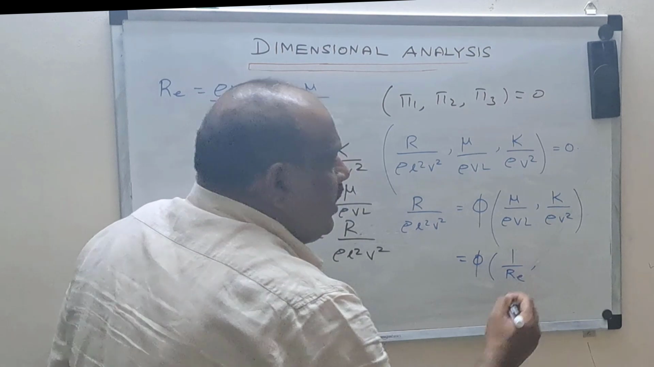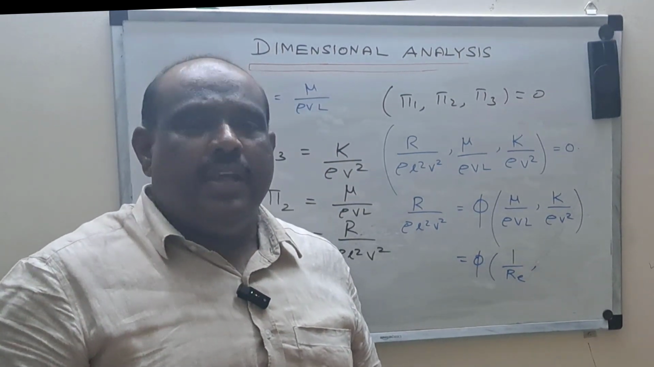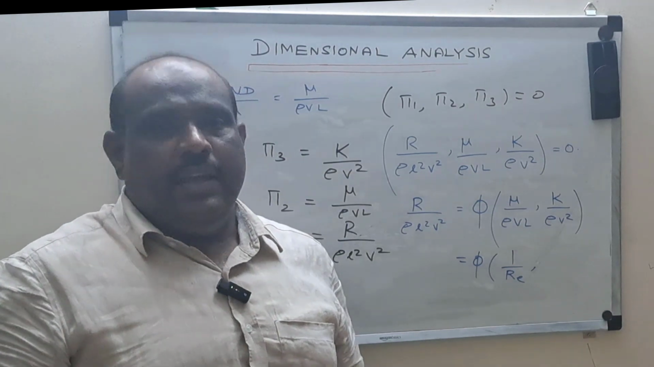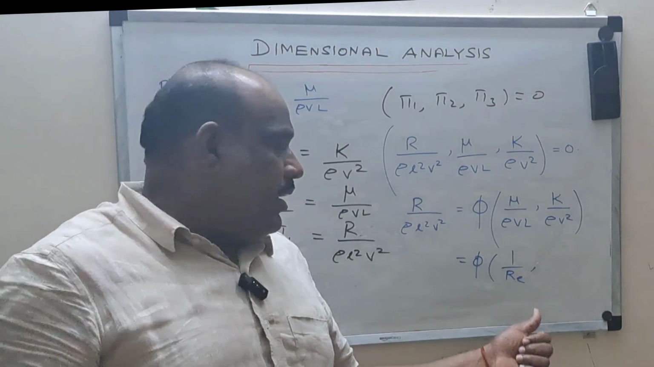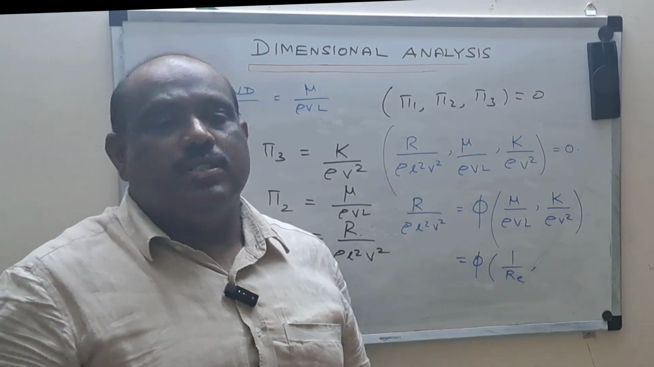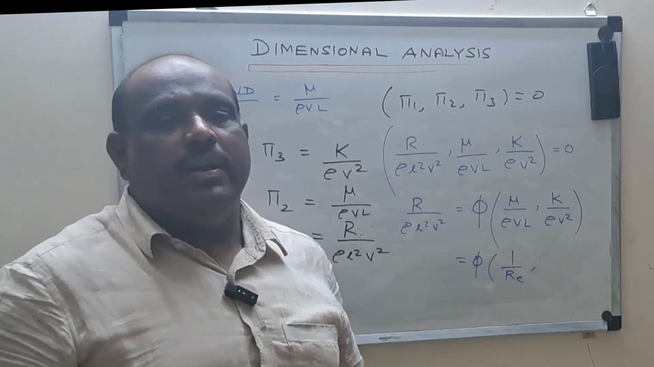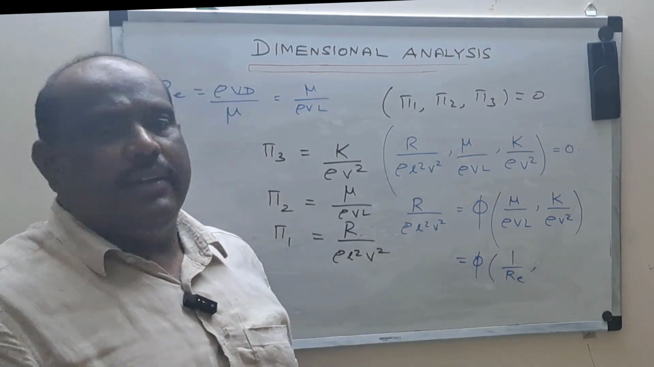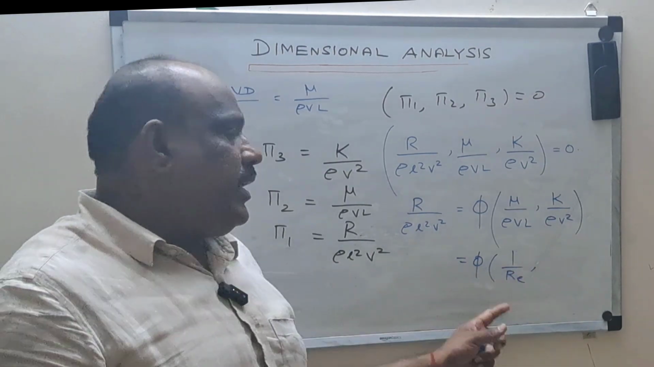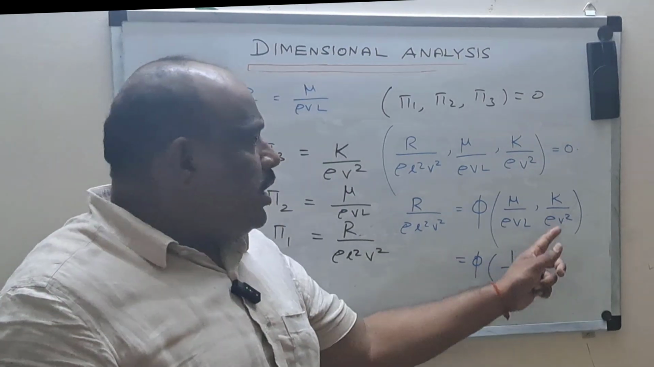Either you can write it as 1 by Re or you can even write Re, because instead of phi as a function, I will take another function as phi dash. Then the function will become the reciprocal of your Reynolds number. So it can become Reynolds number also. There's not much difference between 1 by Reynolds number and Reynolds number, because I can change the writing of a function in terms of Reynolds number. So right as of now, this term is 1 by Reynolds number.